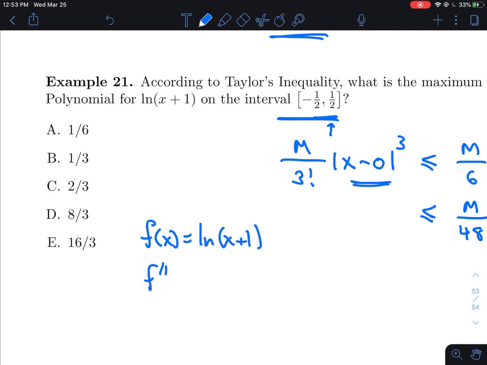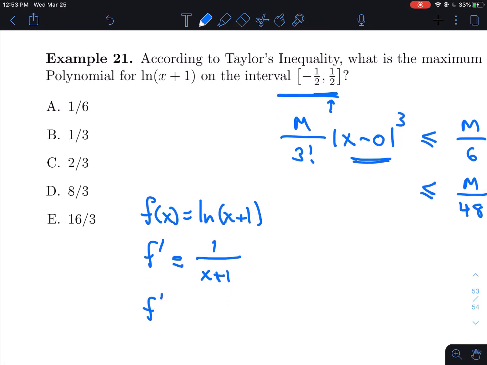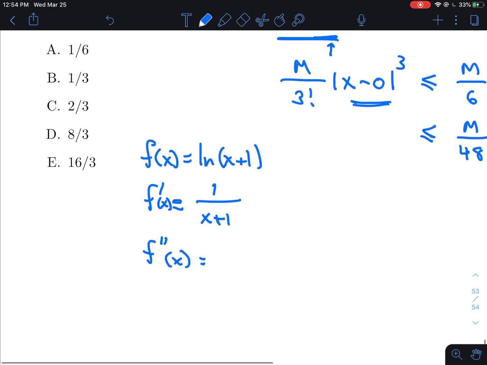Let's take one derivative. We're going to get 1 over x plus 1 times the derivative of the inside, which just happens to be 1. So there we go. Let's take a second derivative. Oops, forgot my x's there. So a second derivative. I'm going to rewrite this really quick. This is the same thing as x plus 1 raised to the negative first power.